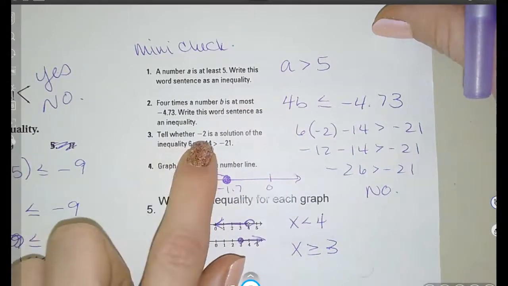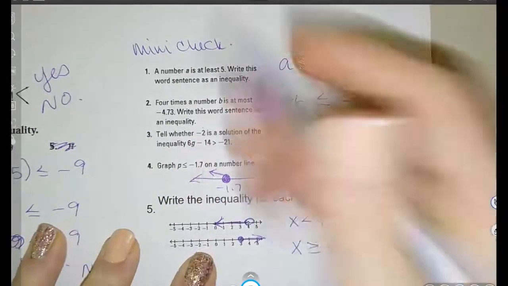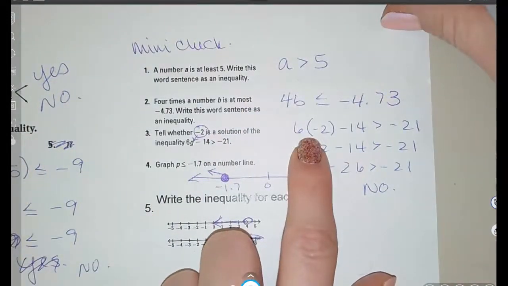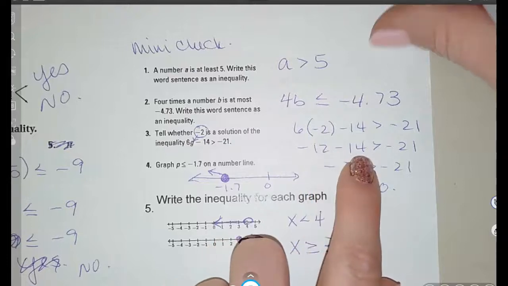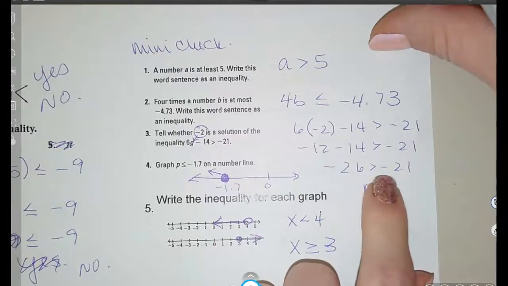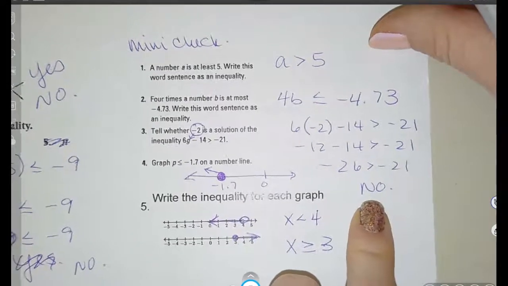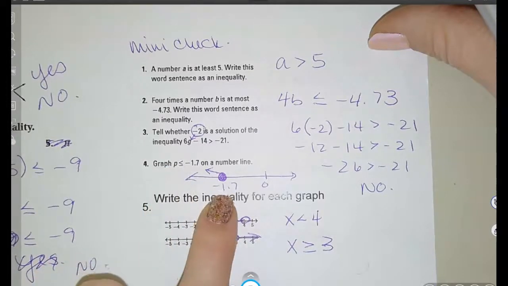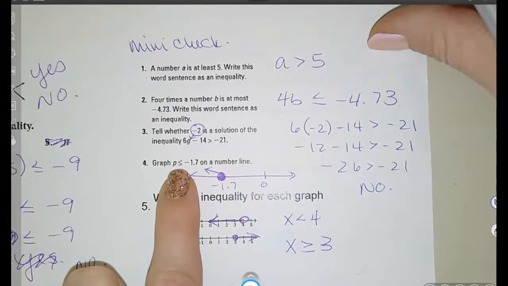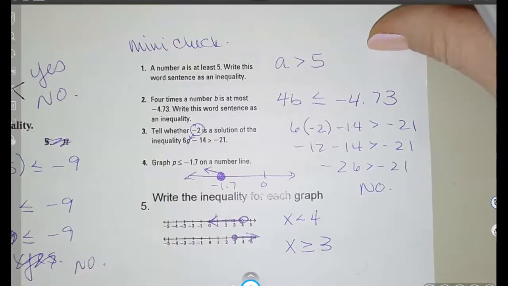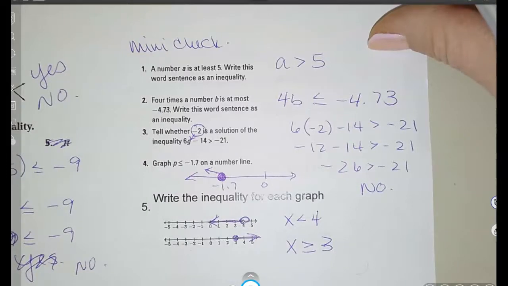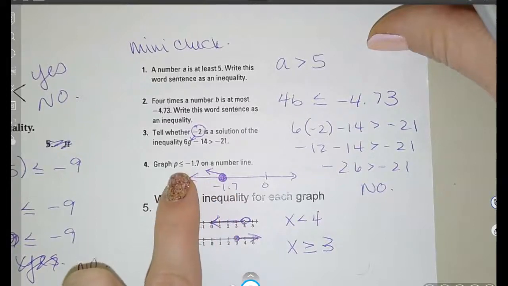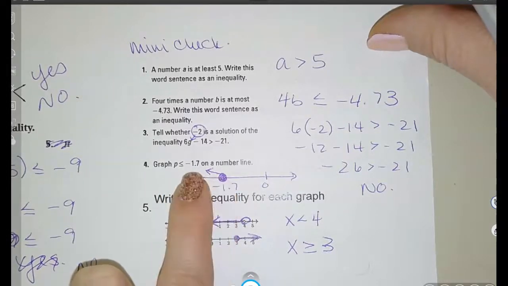Number 3, tell whether -2 is a solution. So I took this -2 and I plugged it in here for G. So I came over here and worked it out. This gave me -12 minus 14, which is -26, is greater than -21, and that's false, so my answer is no. Okay. Number 4, graph this on a number line. Right, I know P is less than or equal to, so I need to be able to look at that symbol and immediately say the words in my head. I know that is the less than or equal to symbol, which means it does include -1.7 and everything smaller. So a closed dot, closed circle, arrow to the left.